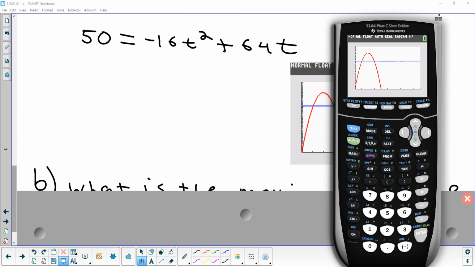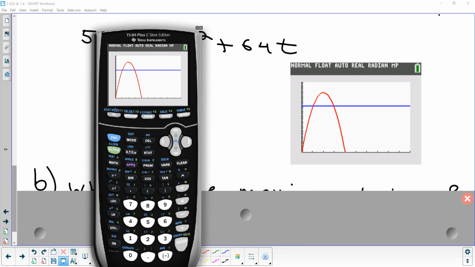Does anybody remember how we find out where these lines cross using the calculator? Yep, second, calc, and then which option? Intersect. Yep, we're going to do intersect. Remember, you have to tell it which two things you want to find, which two curves you're using. We're using the blue one. And we're using the red one. I'm just trying to get my cursor on the screen. And it asks me for a guess. Is the guess important?